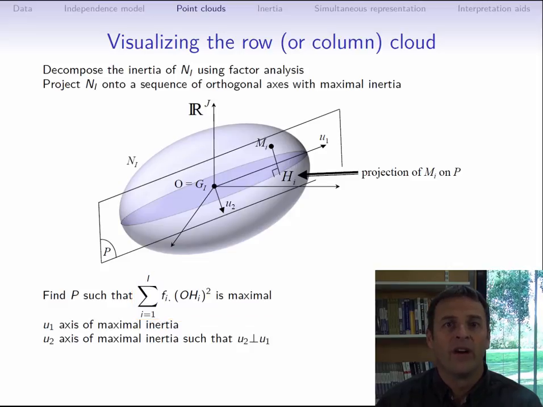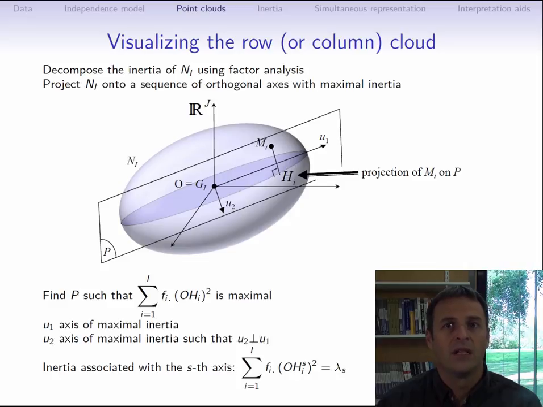To begin, we will find just one axis, U1, with maximal inertia. Then a second one, U2, that maximizes the inertia, with the constraint that it must be orthogonal to U1. The pairing U1-U2 gives the plane P. As for notation, the inertia of the s-th axis will be called lambda s. We use the word lambda because this value is in fact an eigenvalue, and we say it's the eigenvalue of rank s because it turns out to be the s-th largest.